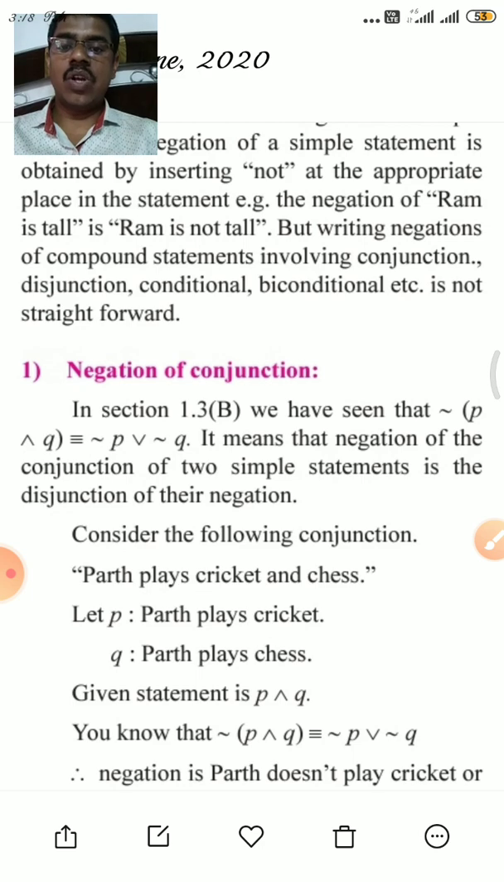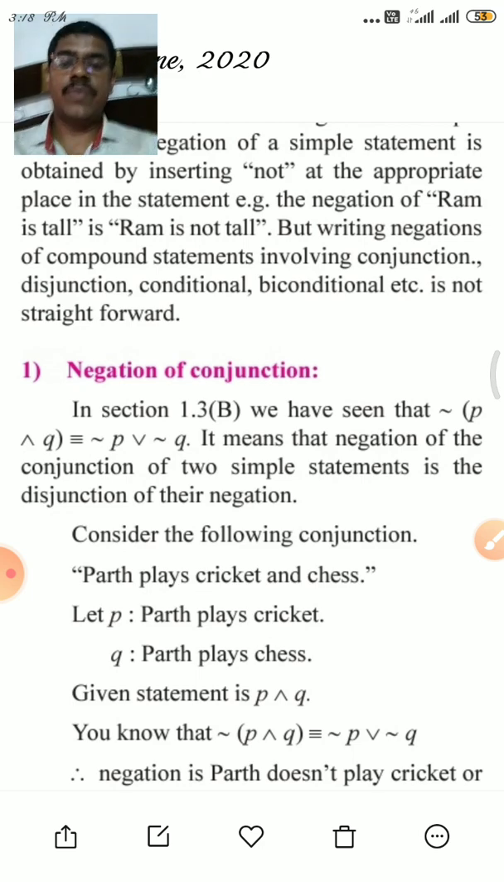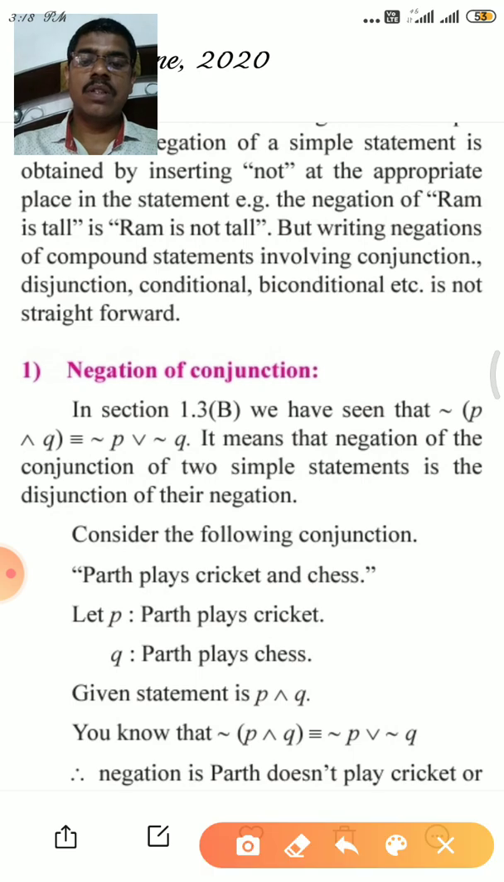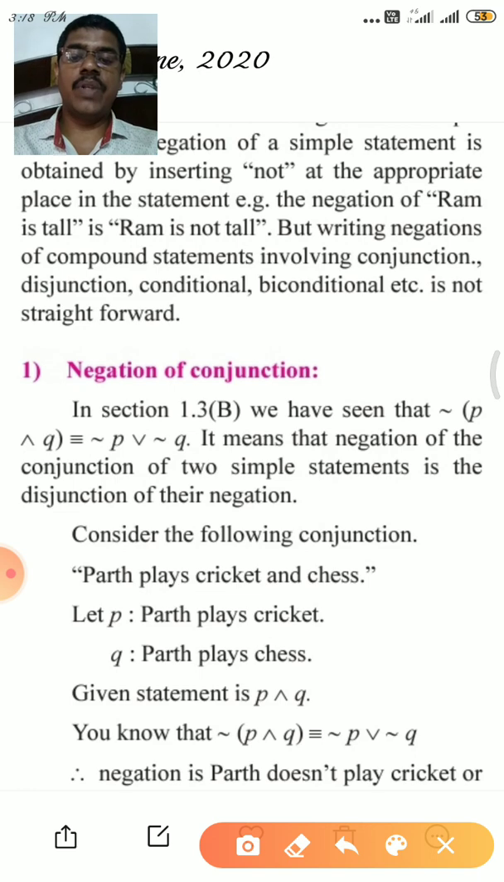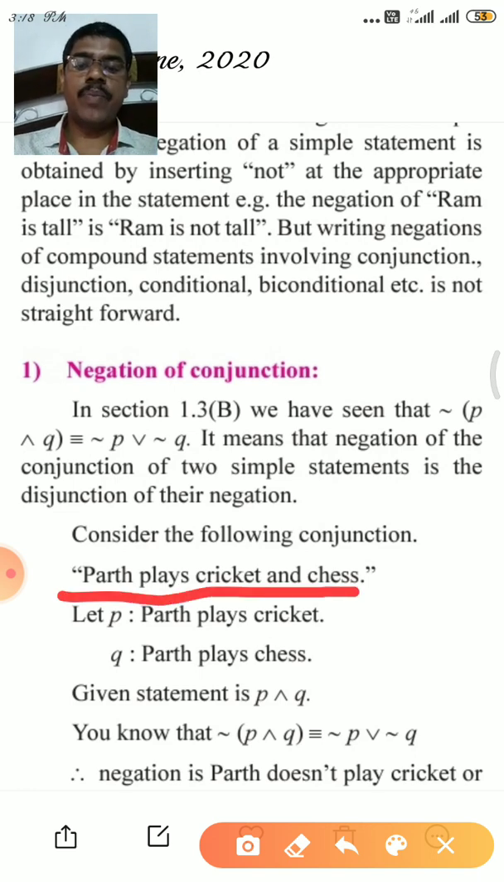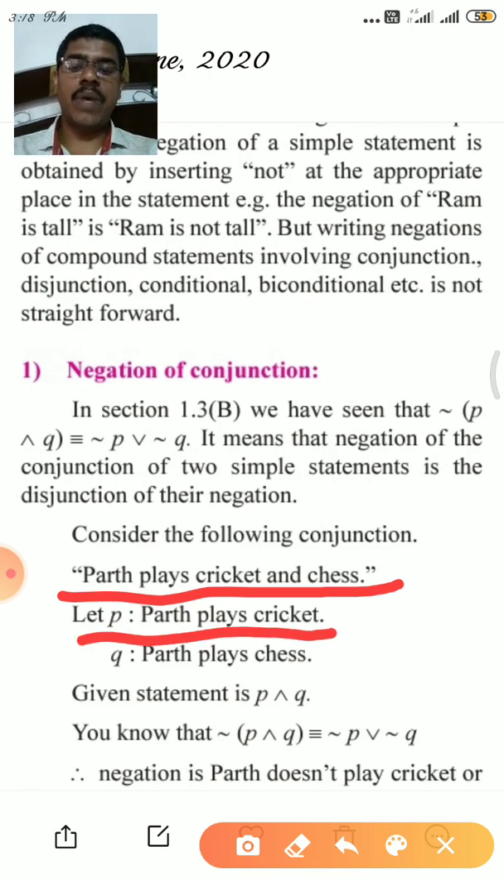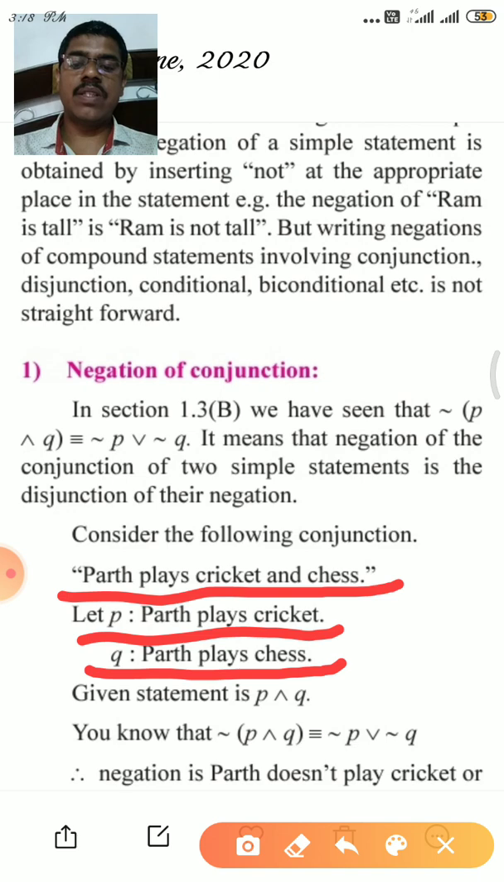First, negation of conjunction. It means that the negation of conjunction of two simple statements is the disjunction of their negations. Consider the following example. Parth plays cricket and chess. Let P denote Parth plays cricket and Q denote Parth plays chess. The given statement pattern is P and Q.